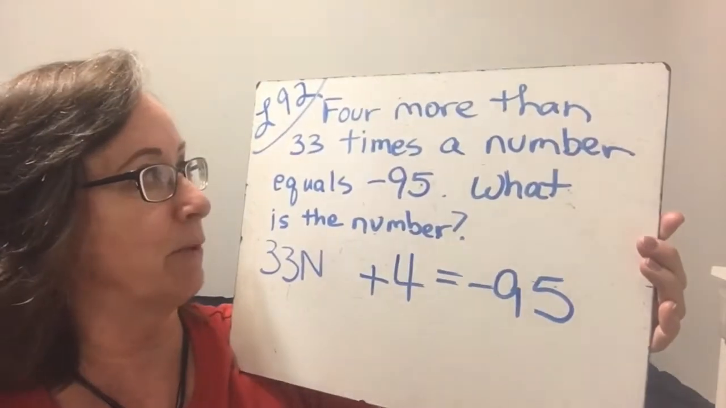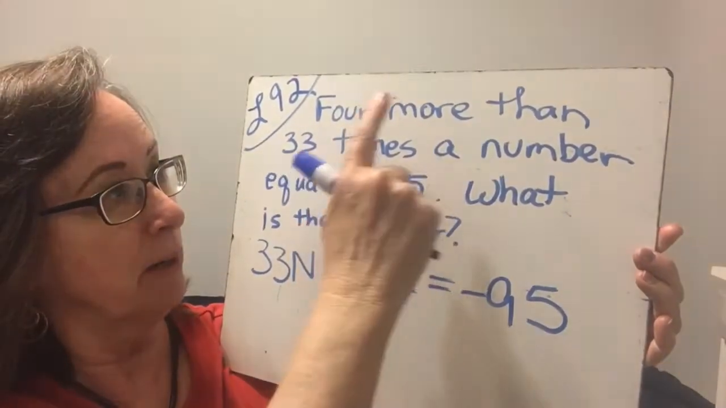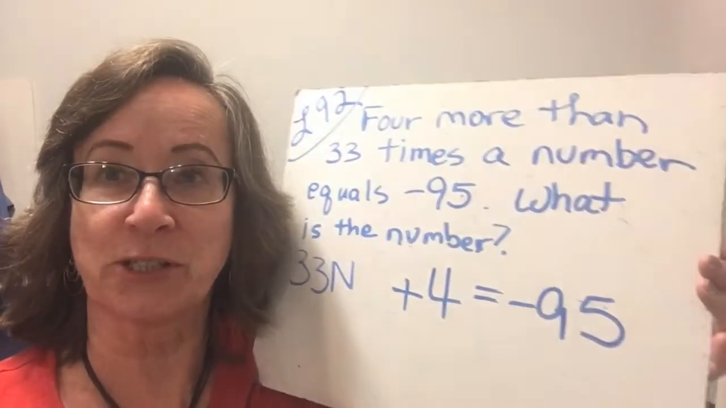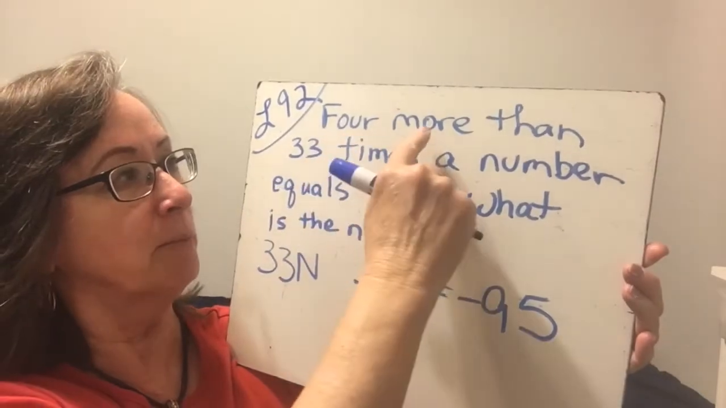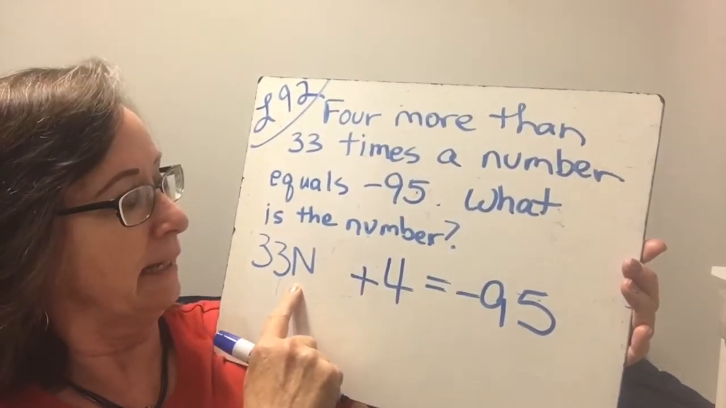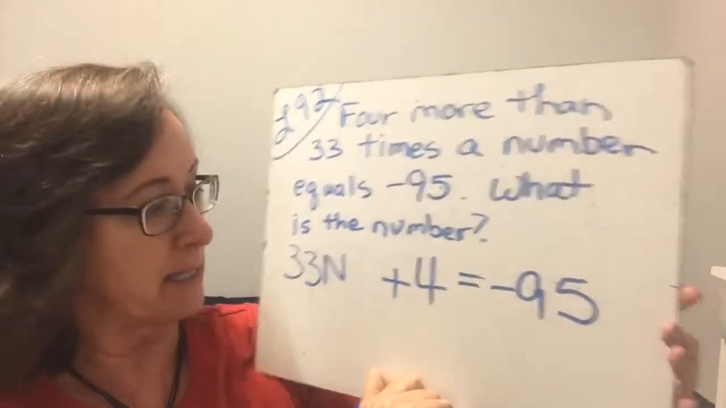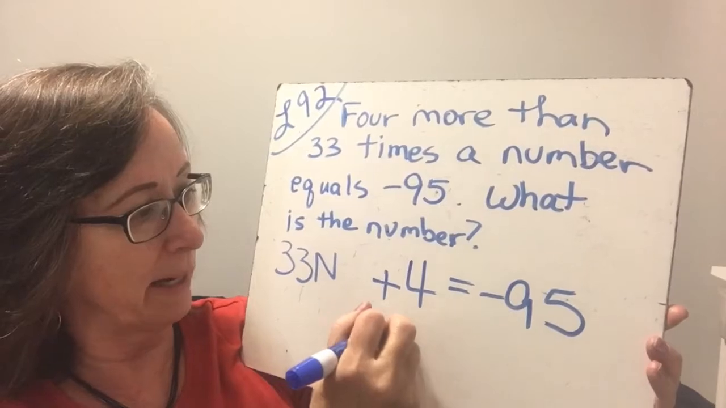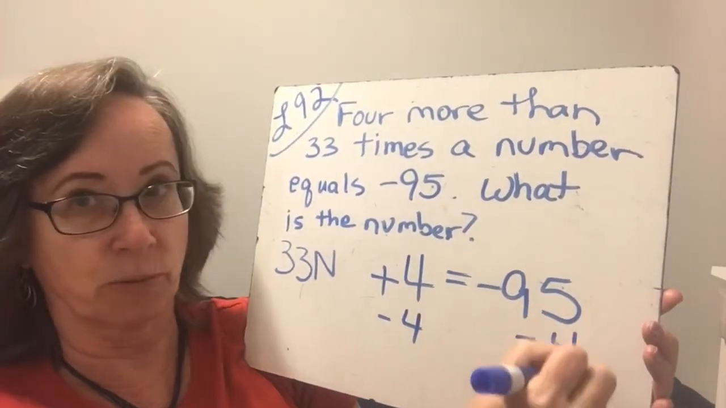Let's see if we wrote it correctly. 4 more than 33 times a number equals negative 95. It looks right to me. So now we're going to try to get the n by itself. So minus 4, minus 4.